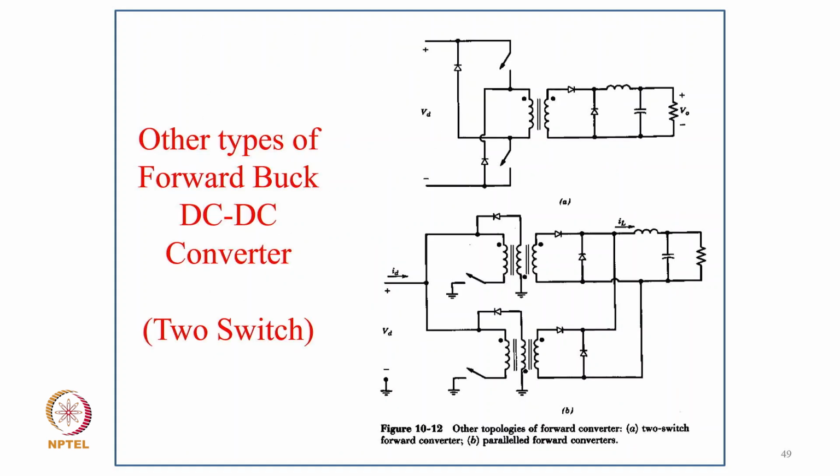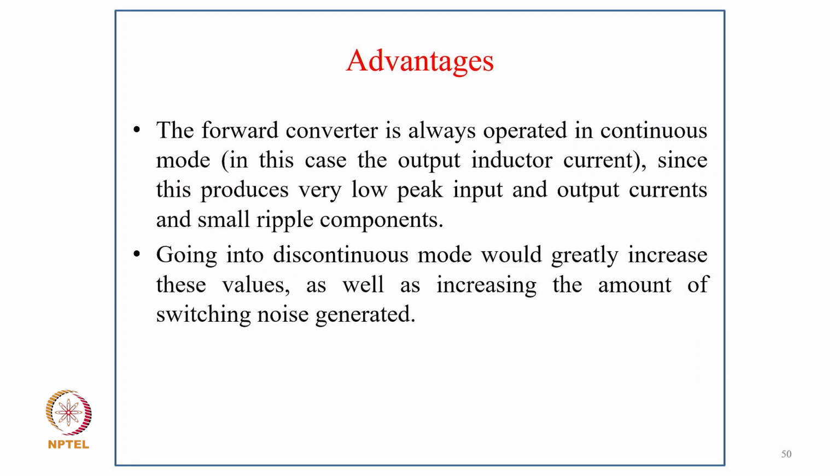So now coming to other types of forward DC-DC converter with two switches. Sometimes to enhance the power rating, we use two switches, where the transformer utilization is much better. Like other topologies, the two switch forward converter and parallel forward converter increase the rating. The advantage is that the forward converter is always operated in continuous mode.